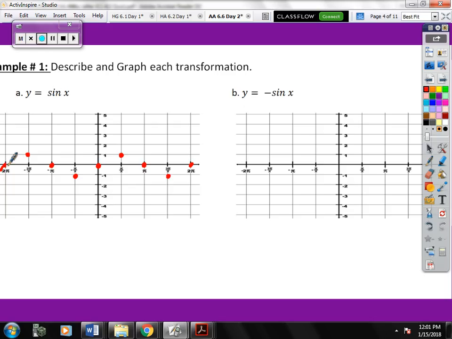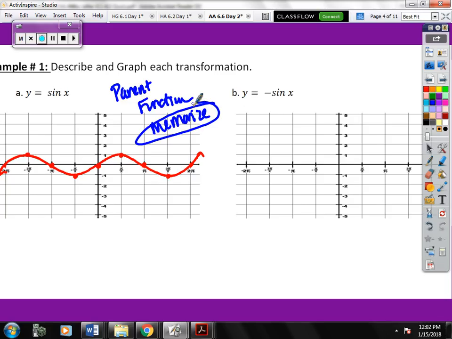And then again, we do sketch a curve the best that we can. Not triangles or segments. That needs to be rounded. Okay, so again, this is our parent function. You want to memorize this one. You really don't have to because you'll have a graphing calculator, so you could use your graphing calculator to do it for you. But all right, the next one is a transformation.